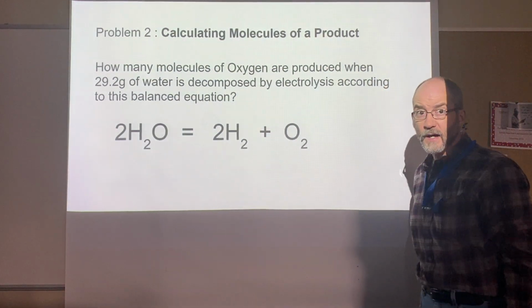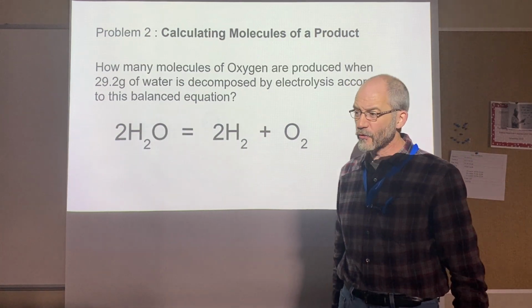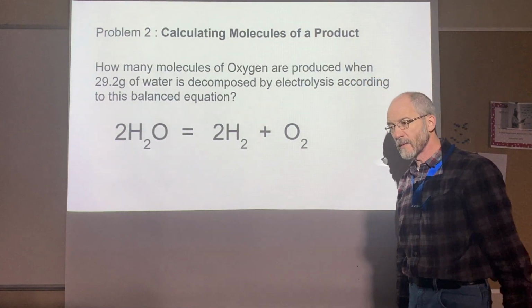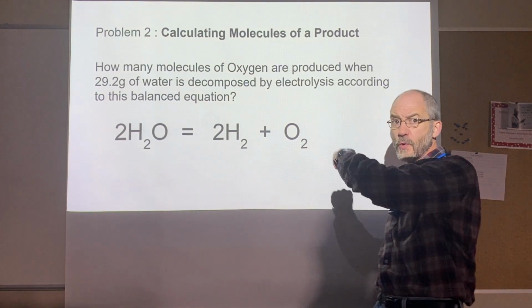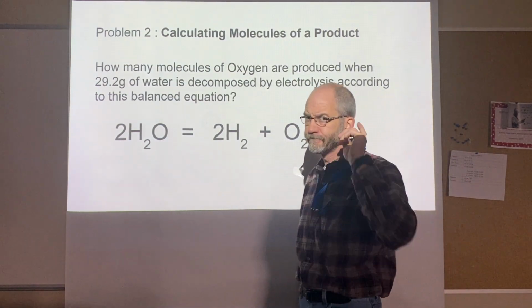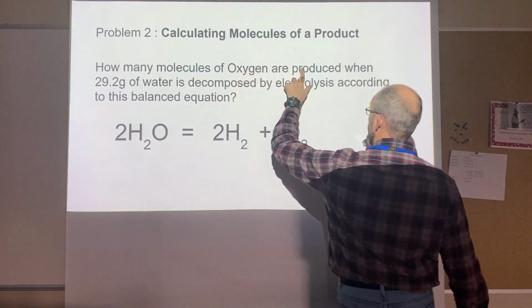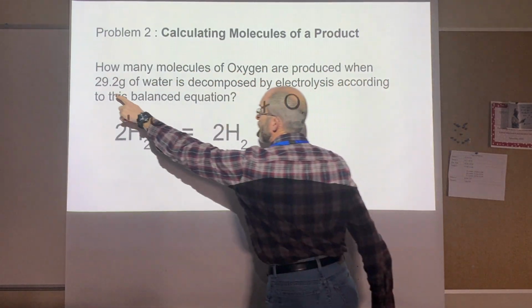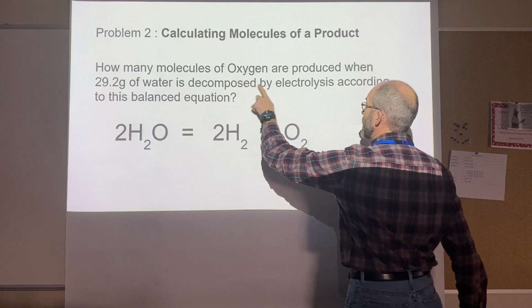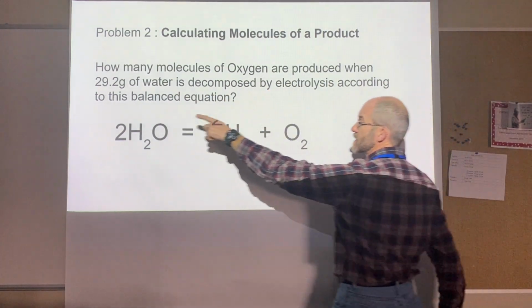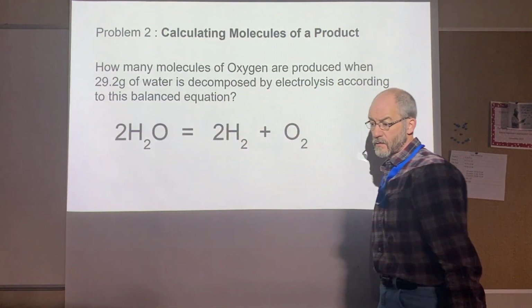Now remember, if we're going to calculate the number of representative particles, ooh, that reminds me of my buddy Avogadro. Avogadro may show his face in this problem, huh? Think. All right, how many molecules of oxygen are produced when 29.2 grams of water is decomposed by electrolysis according to this balanced equation? Okay, so wade through the fluff.